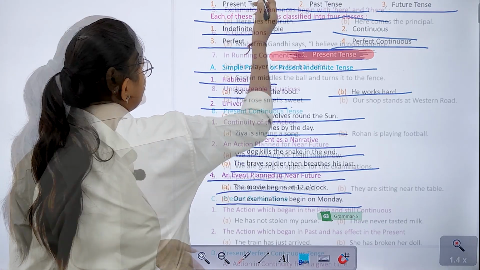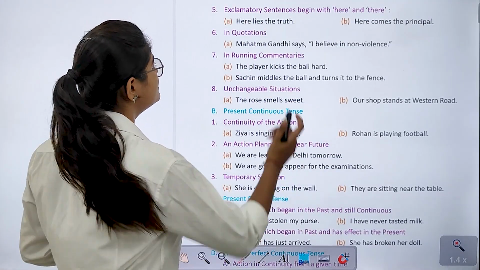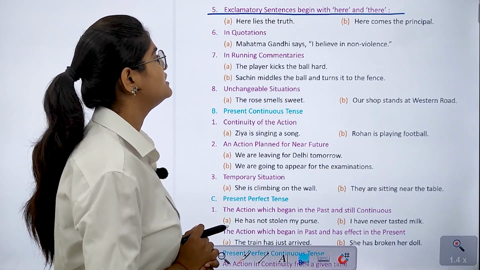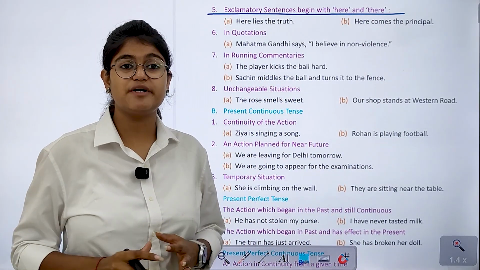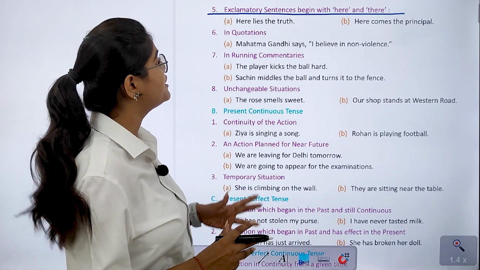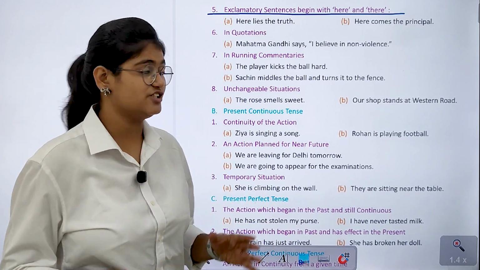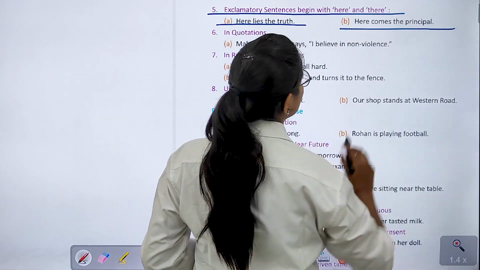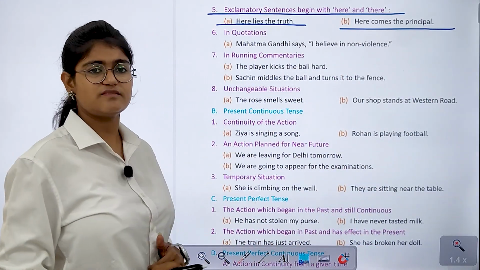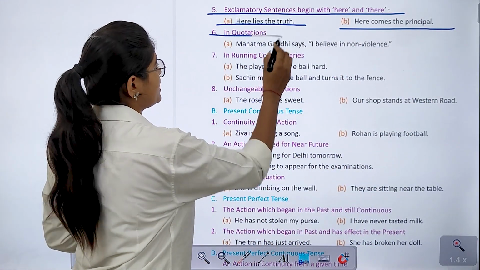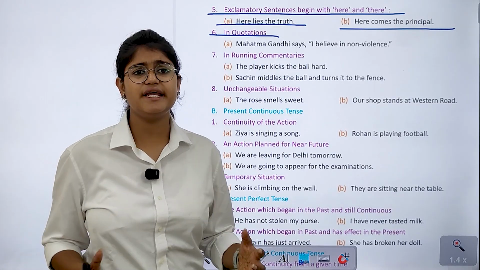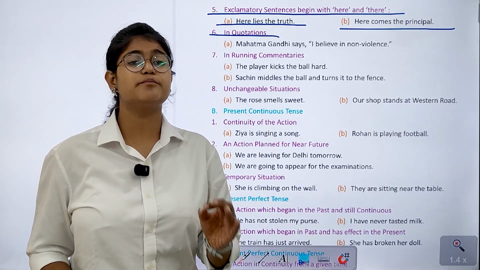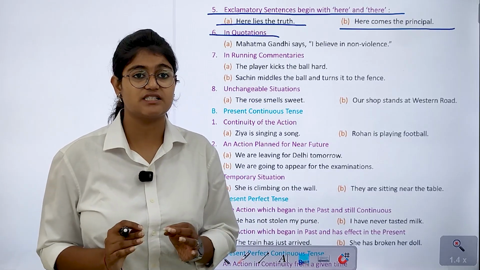Now let's move ahead. The next thing that we have is exclamatory sentences beginning with here and there. अब कुछ exclamatory sentences होते हैं जो here और there से शुरू होते हैं. Just like the examples: here lies the truth. Here comes the principle, right? Next is in quotations. Whenever we are marking any kind of quotation, that is also to be written in the simple present or present indefinite tense.